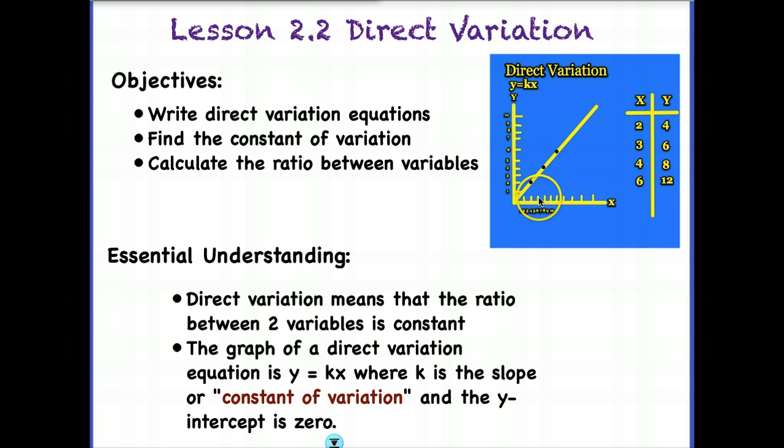We can tell by the table, we can tell by the line. And we are going through the origin, and that's very important. For something to be direct variation, we cannot have a y-intercept. Okay, in direct variation, x and y vary directly by whatever this ratio k is, that constant of variation. Let's look at some examples.